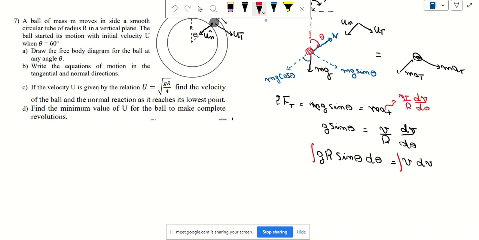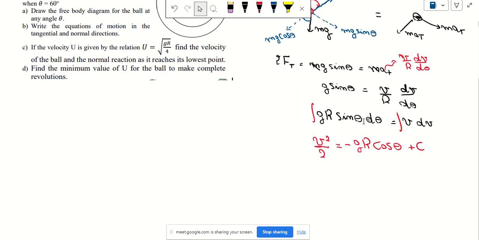v squared over 2 is equal to negative g r cosine theta plus c. I will move to the left, so you'll find that v squared equals negative 2gr cosine theta plus c.